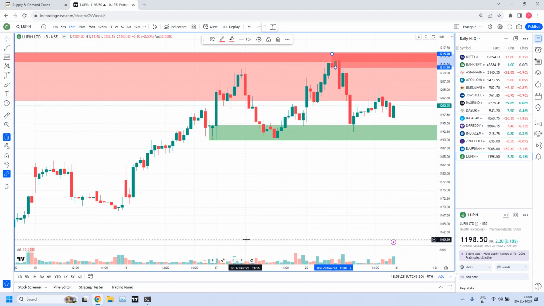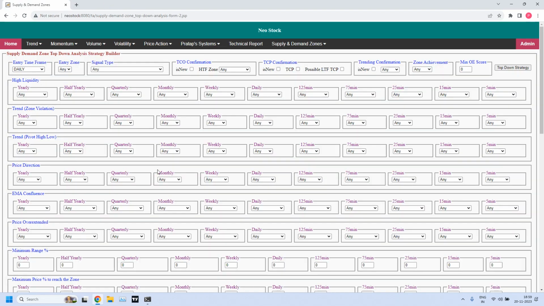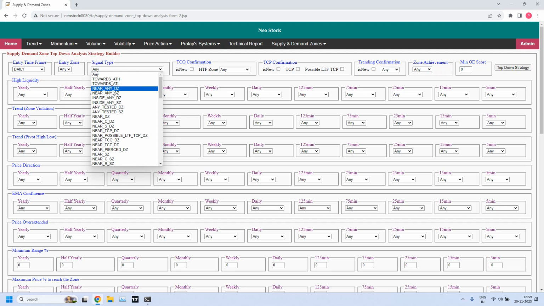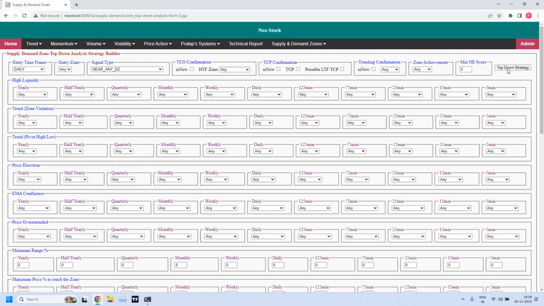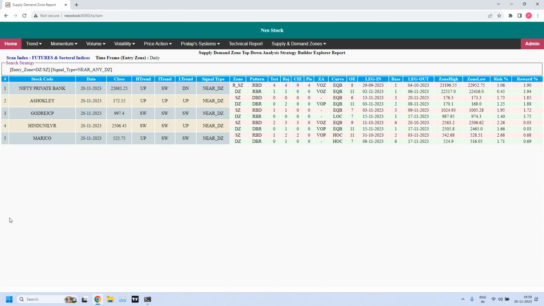So now let us generate demand and supply zones. Entry time frame is daily. Let us find the stocks near to the daily demand zone. So 5 stocks are near to the daily demand zone. And none of these stocks' demand zones have high liquidity.